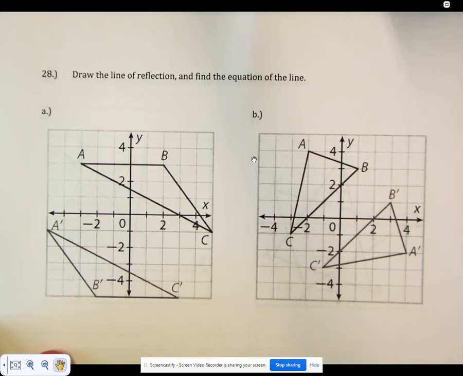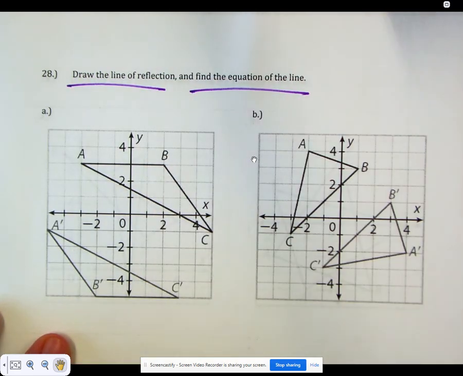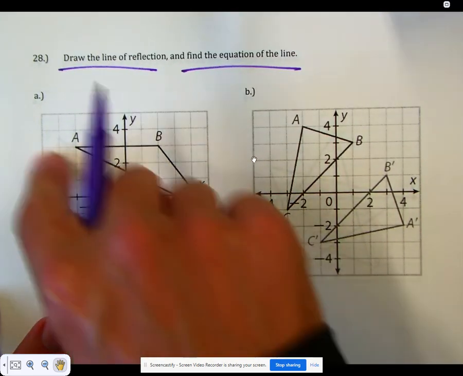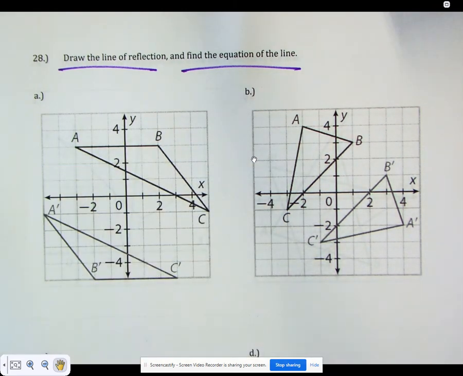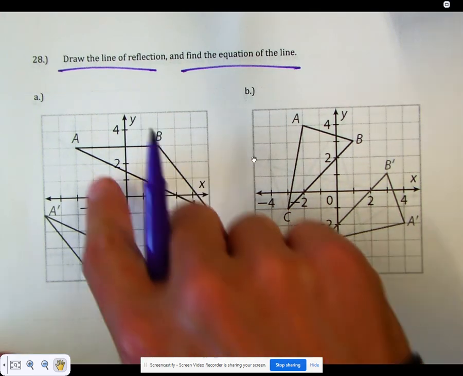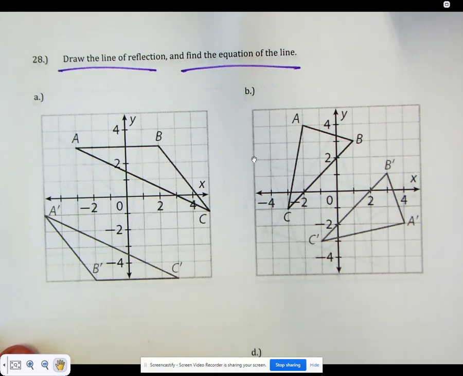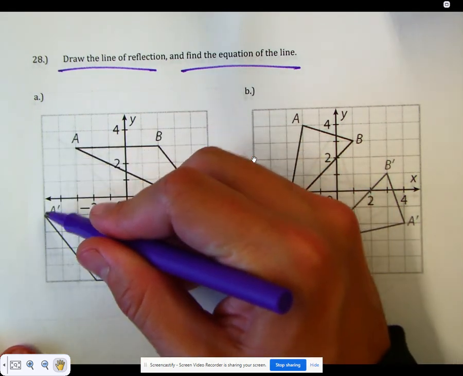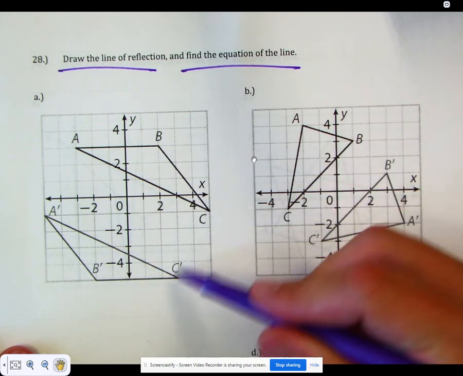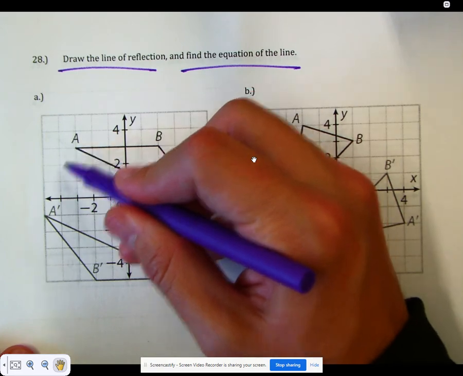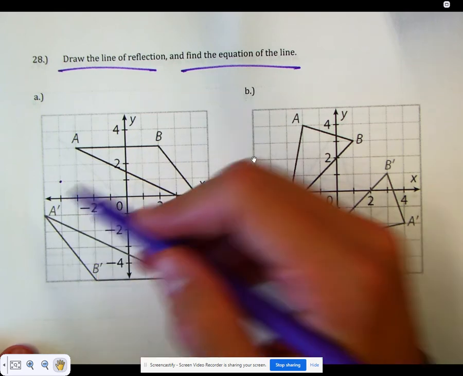Almost done, I promise. 28 is draw the line of reflection and find its equation. So again, more equations of lines. A lot of times you can kind of just eyeball the line of reflection, and then you just got to make sure you draw it in nice and careful. Remember, the line of reflection is the perpendicular bisector of AA prime. It's also the perpendicular bisector of BB prime and of CC prime. So really all you got to actually do is figure out all the midpoints. That dot right there is halfway between A and A prime.